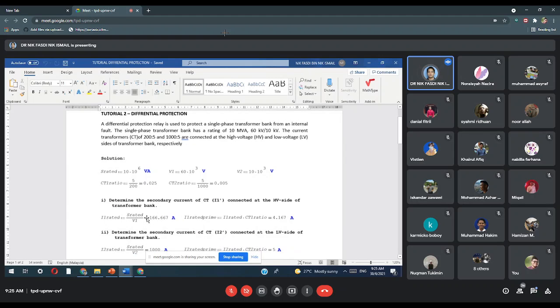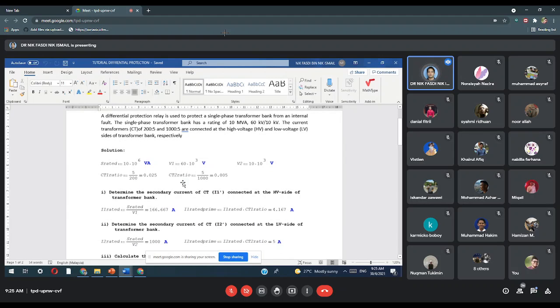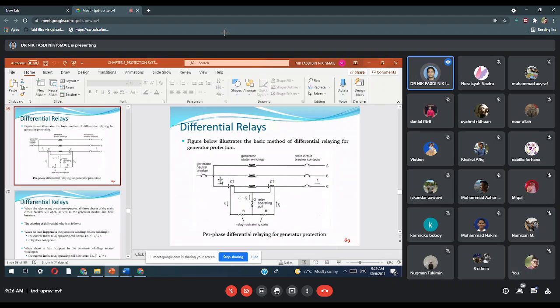So this question is straightforward, you want to find I1 prime. First you find the value of I1, the primary current, which is S over V. We know that I is S over V. This is a straightforward equation. So you get the I1 rated value of 166.667. This is the primary current, the rated current, not the stepped-down I1 prime.